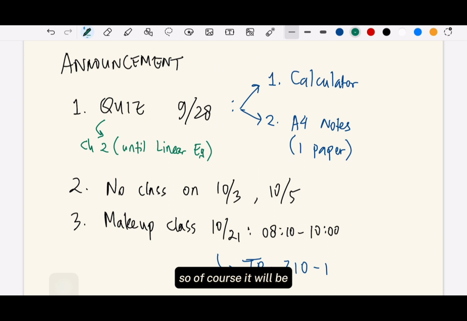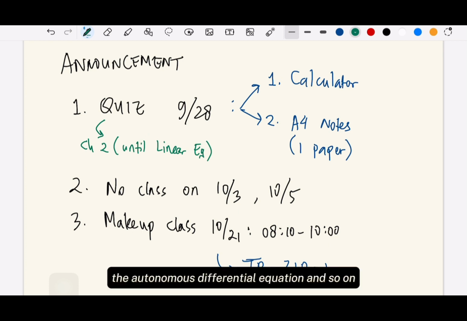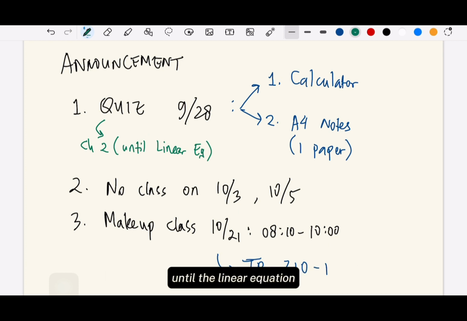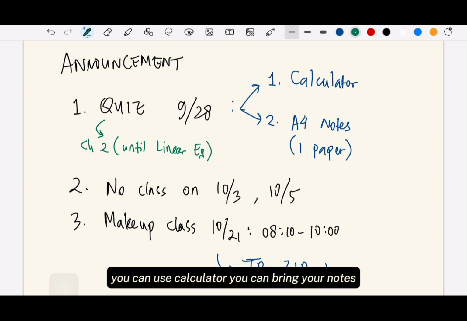So of course it will be including the solution curves, the autonomous differential equation, and so on until the linear equation. I think I'm preparing around 3 or 4 questions. You can use a calculator. You can bring your notes. Just one paper, A4. You can write anything on the notes.